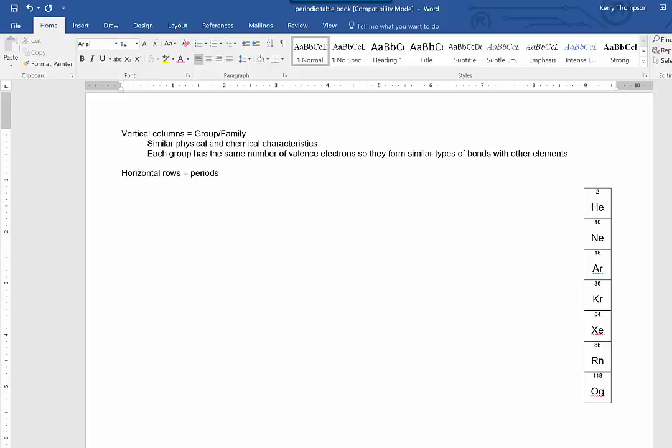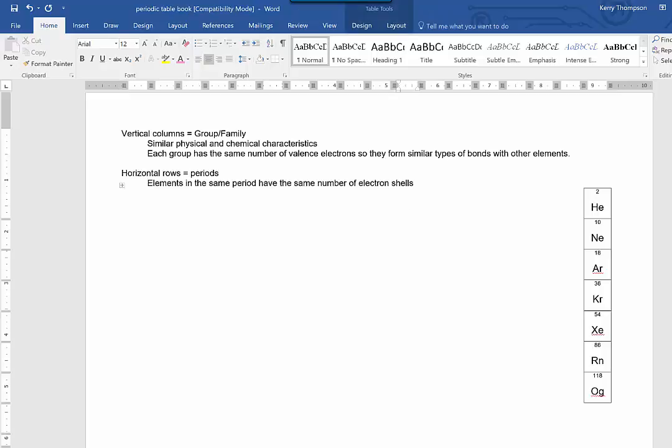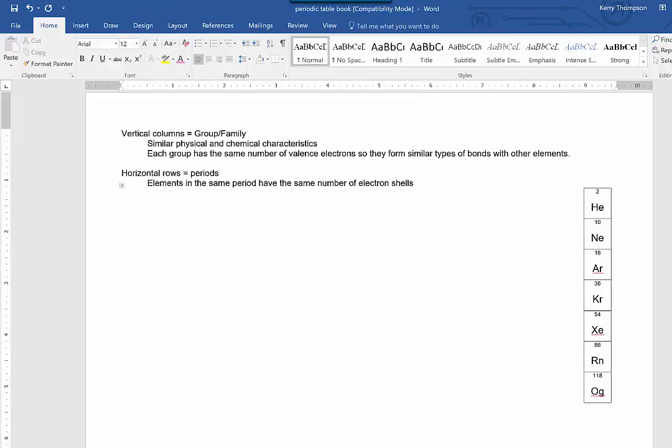Elements in the same period have the same number of electron shells. And again, we'll get into some more detail about what that actually means in terms of being a shell shortly. The other thing that's interesting about periods is the fact that typically as you go down in period, the reactivity goes up. What this means is that things become more and more reactive as you go down in a period.